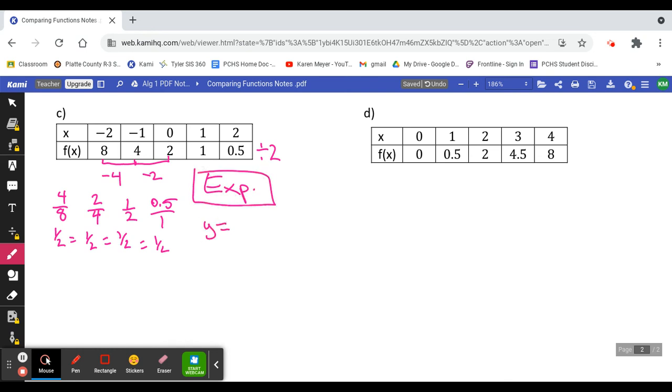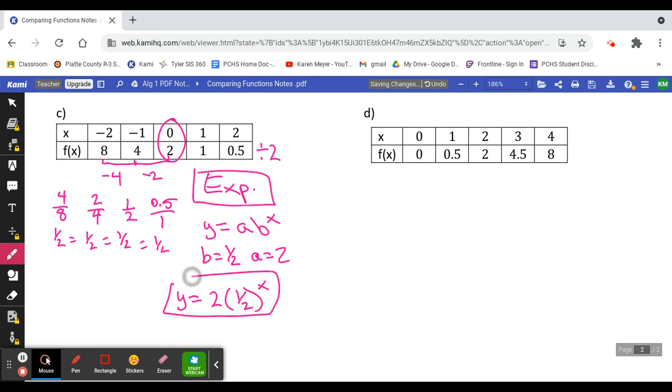And remember, the equation looks like y equals ab to the x. B is our pattern number, but remember we said we couldn't write the pattern number for division. We had to write the pattern number for multiplication. So multiplication would be y2 over y1, so that would be 1/2. A is our y-intercept again, so find 0 on my table, and below that is 2. So y equals 2, parentheses, 1/2 raised to the x power. Boom.